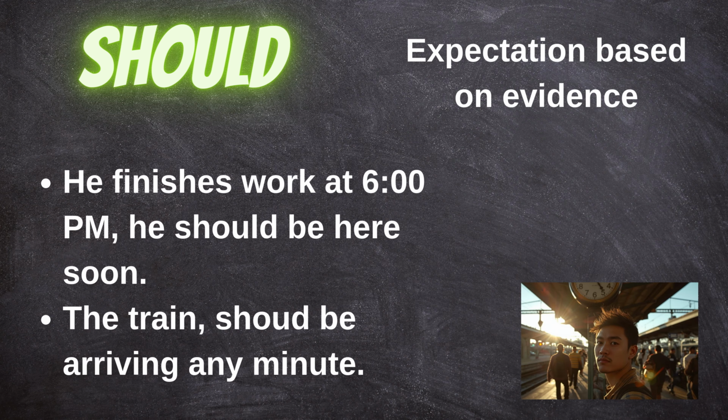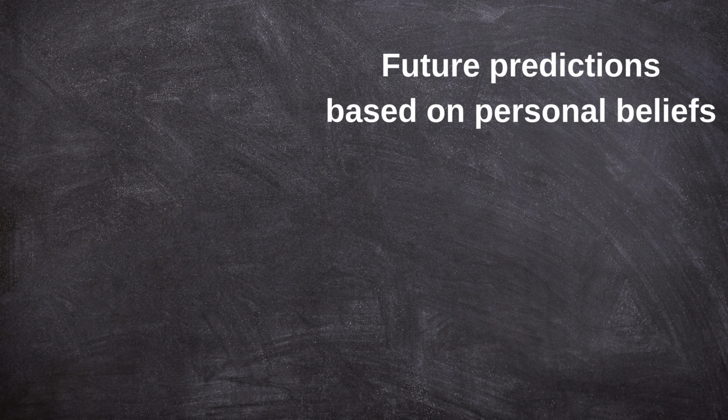He finishes work at 6 p.m. He should be here soon. The train should be arriving any minute. Just keep in mind that we're using should only for expectations of what's going to happen because of the evidence that we already have. Now, if we want to talk about the future, specifically for predictions with no evidence based on personal beliefs, we're going to use will. Let's look at some examples.